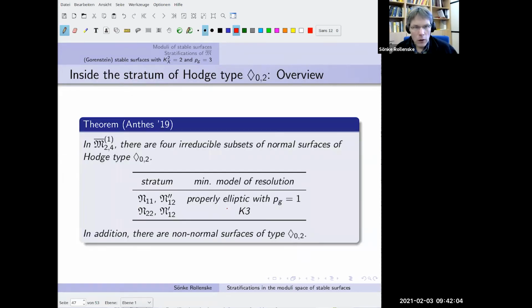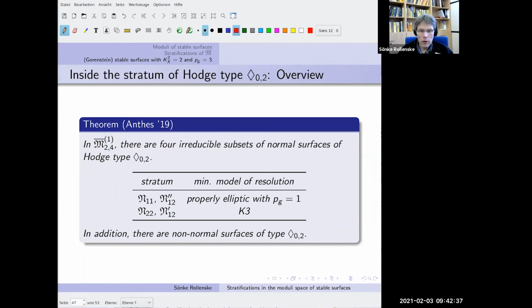Okay, let's look at one interesting stratum in detail. So this 0,2 stratum means that of my 3 dimensions in PG, 1 dimension has remained of weight 2 and 2 dimensions have become weight 1. So you would think, okay, I get this if I impose 2 elliptic singularities. That's what we expect, and that's also what happens. But you can impose these singularities in different ways.